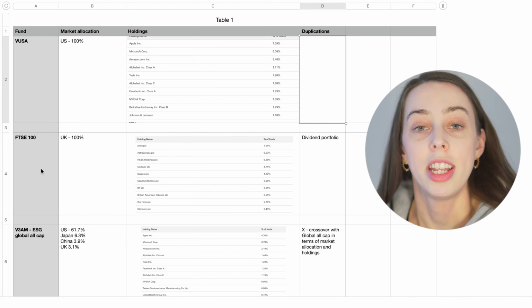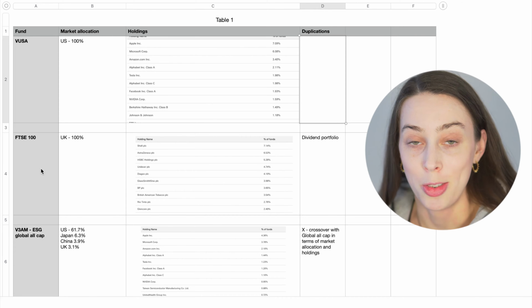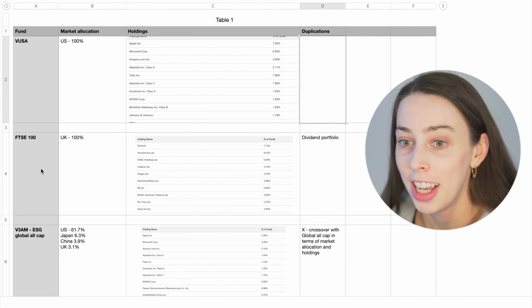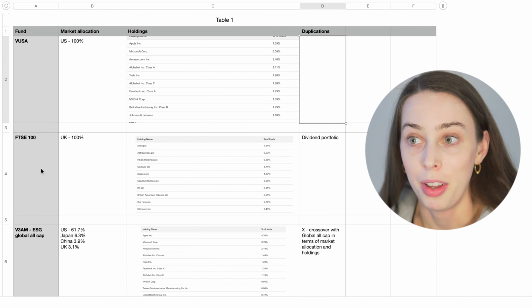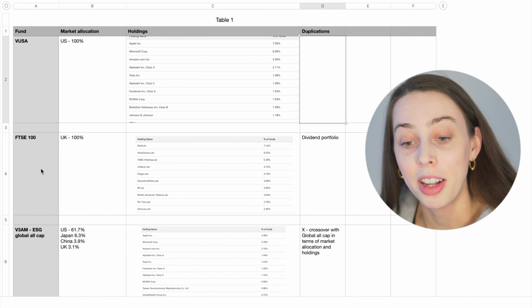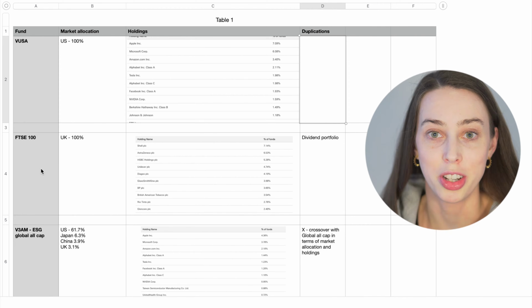The FTSE 100 is the first fund that I ever invested into. And it makes sense, right? As a UK person, living in the UK, what was I going to invest in to begin with? Probably the UK market, and it was the only real fund that I actually heard of. I remember when I was at work, they would always have the news on, and they would always have FTSE 100 in the bottom corner.